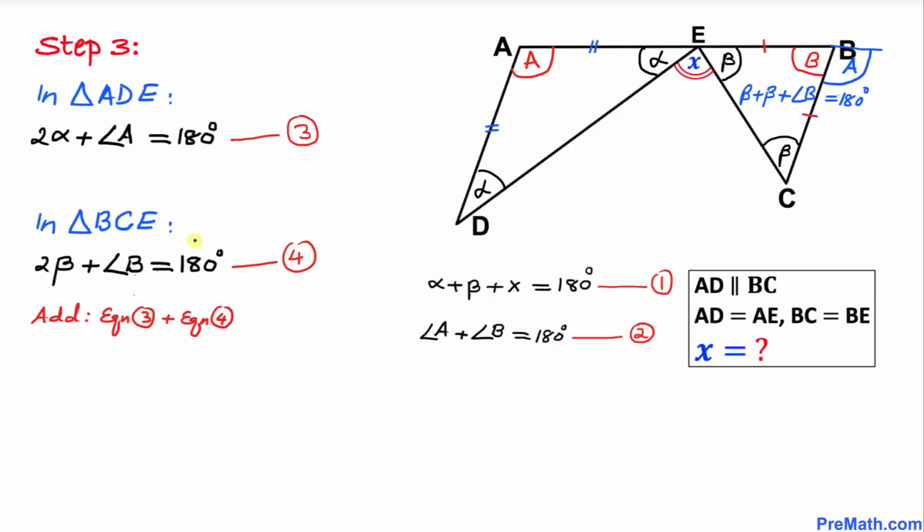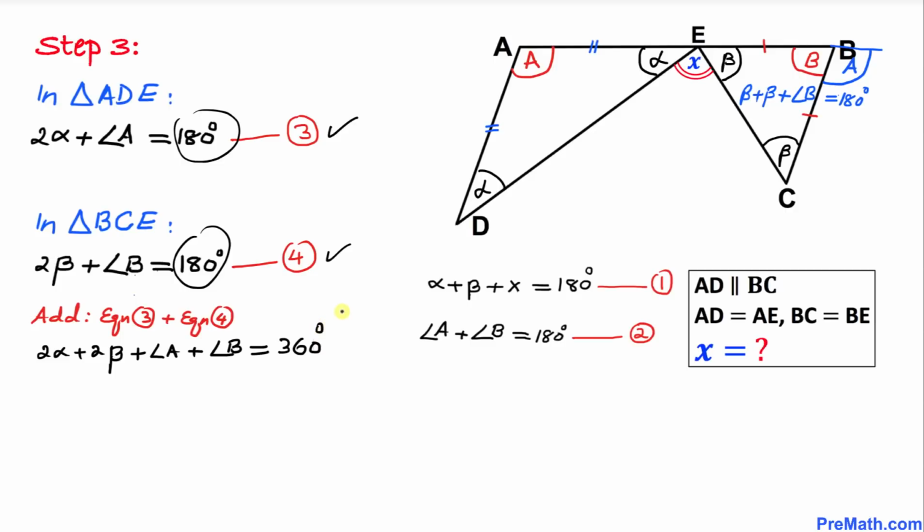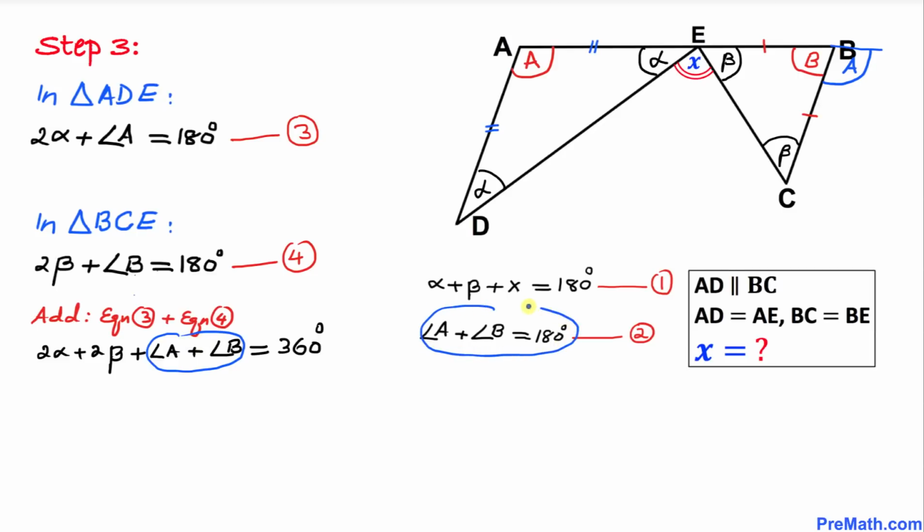And now we are going to add equation 3 and equation 4. On the left hand side, if we add them, we get 2 alpha plus 2 beta plus angle A plus angle B, and on the right hand side 180 plus 180 becomes 360 degrees. Now as we can see, angle A plus angle B is 180 degrees from equation number 2. Let's go ahead and replace that.